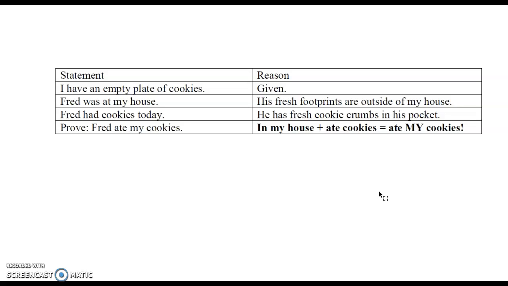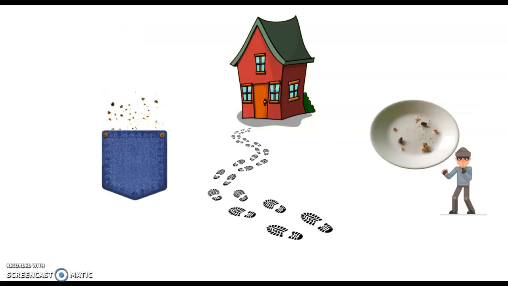But the fundamental idea is that we started with this thing we wanted to prove, and we figured out, kind of going backwards, what we needed in order to prove it, right? So we said, okay, this is what I want to prove. I want to prove Fred ate my cookies. In order to do that, I need to know that he was at my house. And in order to prove that he was at my house, I need some kind of a reason. So my reason is going to be that we've got these footprints, okay? And then I also need to prove that he actually ate cookies. And so then I'm going to check his pockets and I find some evidence there too.